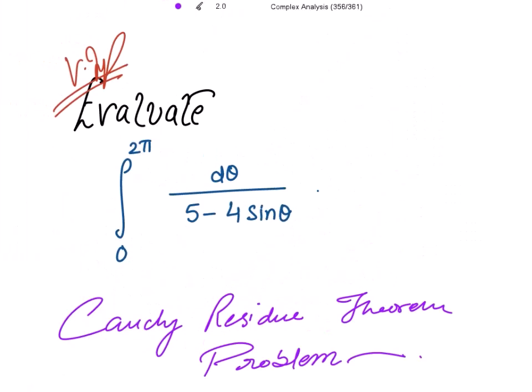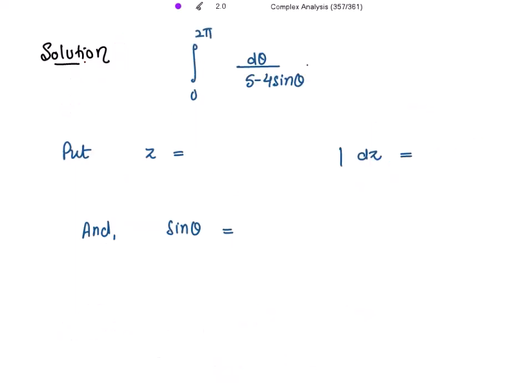To evaluate this integral using the Cauchy residue theorem. Now in this integrand, because we are having the sine function, we start by putting z equal to e to the power iota theta and get sine theta in terms of z. And then we start the solution. Okay, let's move on to the solution.